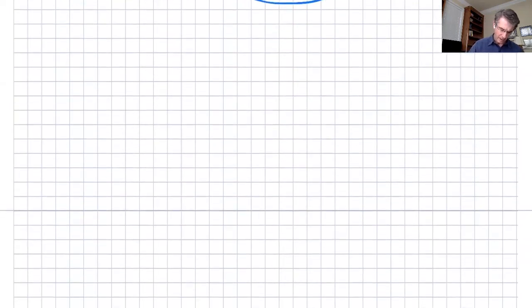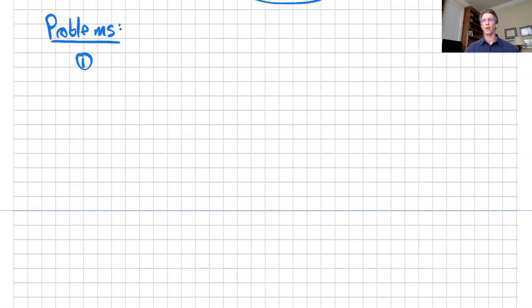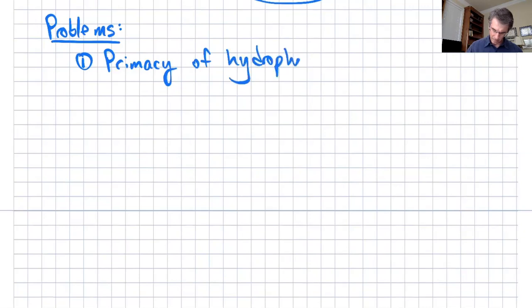All right, but at this point, we have two problems. One has to do with the magnitude or the primacy of the hydrophobic effect in folding, or I should say in stability, protein stability.